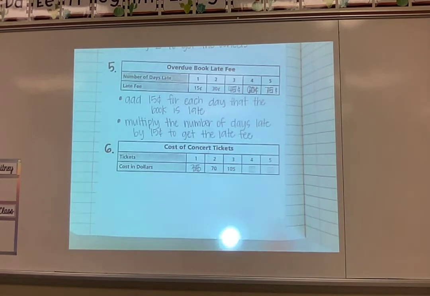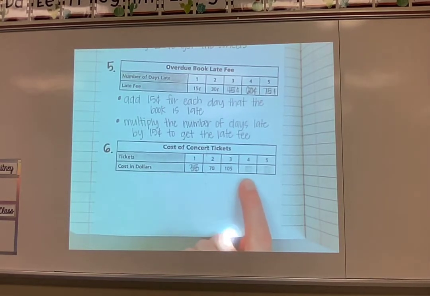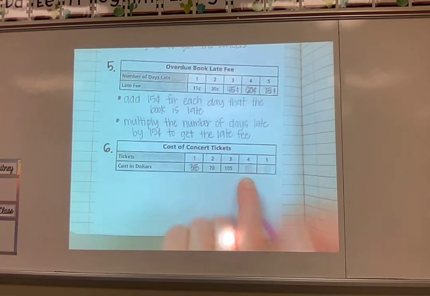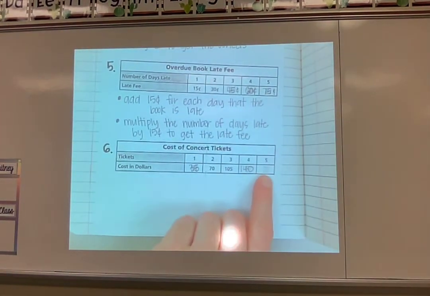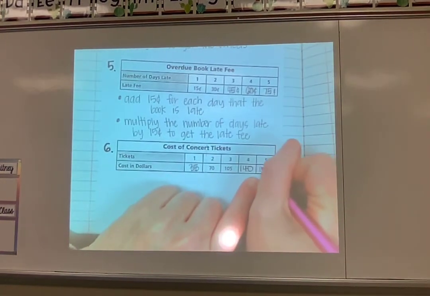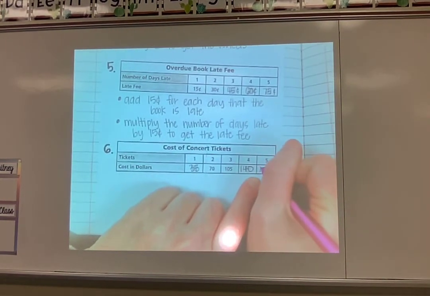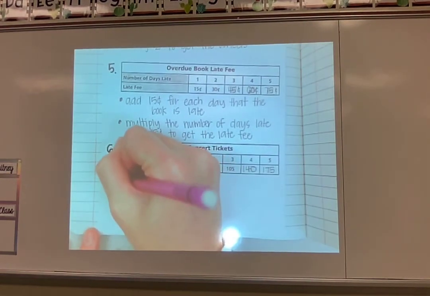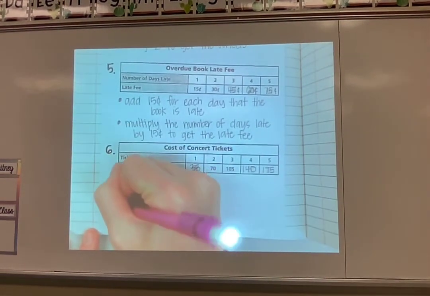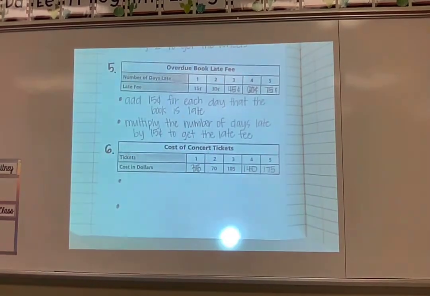So we'll want to continue on with our pattern here. For 4 tickets, the cost would be $140. And for 5 tickets, the cost would be $175. Multiple ways we could figure those things out. Then remember, I'm going to go down below the chart and I'm going to explain that relationship or tell about the pattern that is occurring here. And we could do it in 2 different ways.